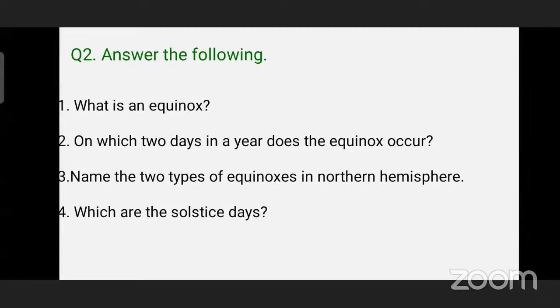Yes, very good. And when this happens, students, on which 2 days in a year does the equinox occur? 21st March and 23rd December? No, 23rd September, correct. 21st March and 23rd September. Now next, name the two types of equinoxes in the northern hemisphere. In the northern hemisphere, when the equinox happens on 2 days, these 2 days are named after the seasons. Can you name them? Which are the two equinoxes in the northern hemisphere?